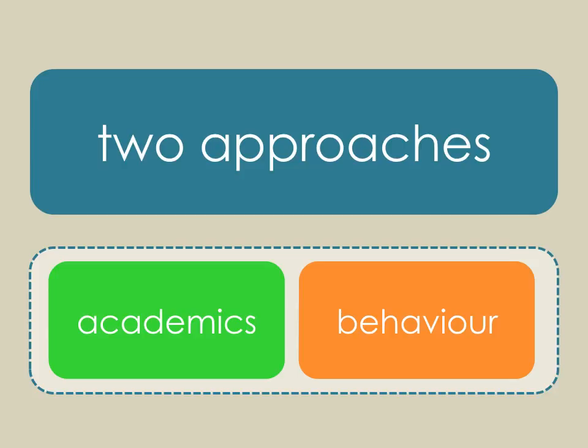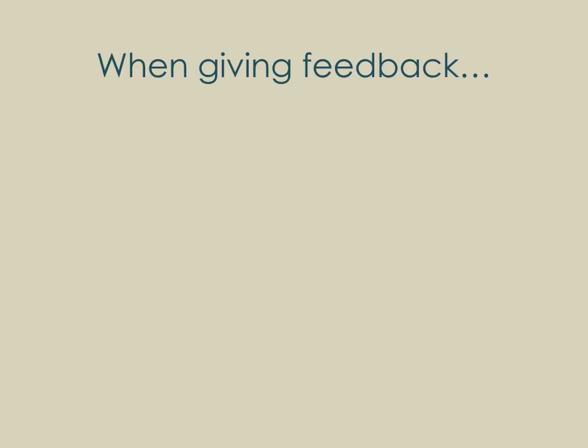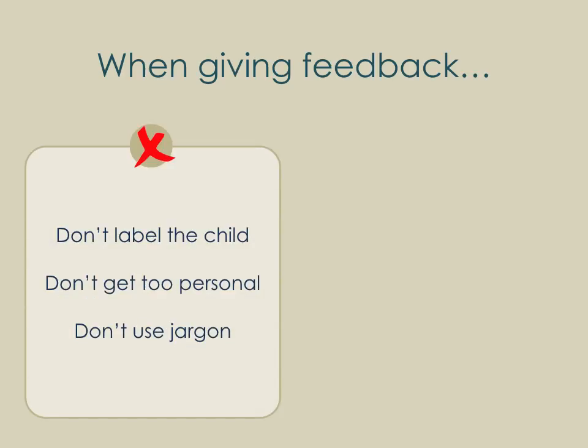So what are the general things we should consider when we're giving feedback in a report? Let's look at what we shouldn't say or do. The first is, don't label the child. Don't get too personal, and be very careful not to use jargon. You want the parents to understand the report, and often they don't understand the jargon.